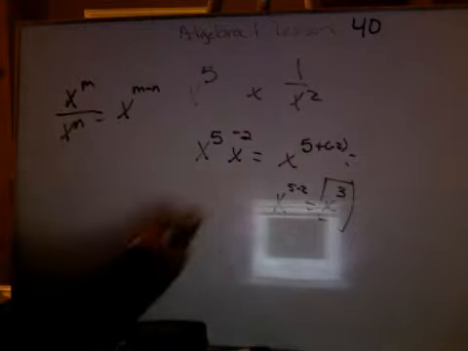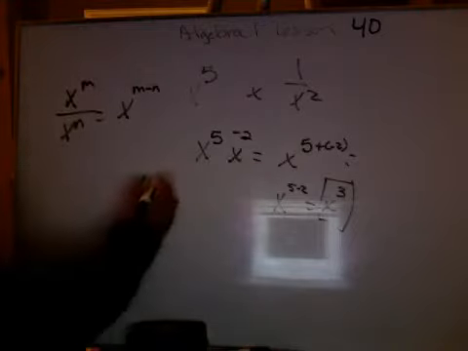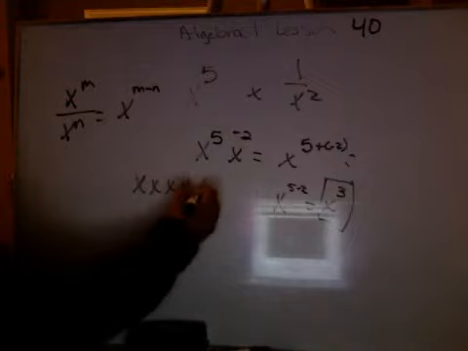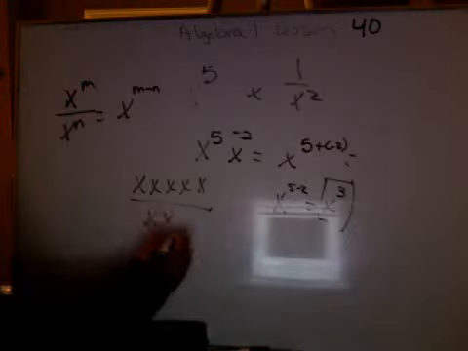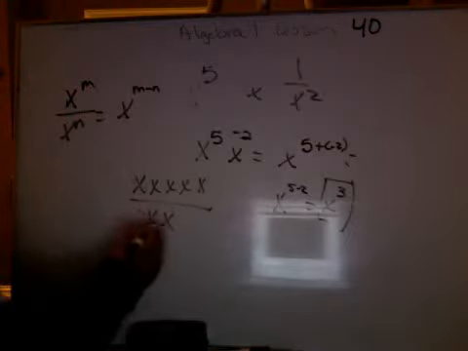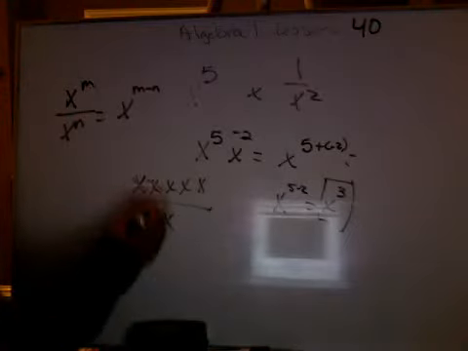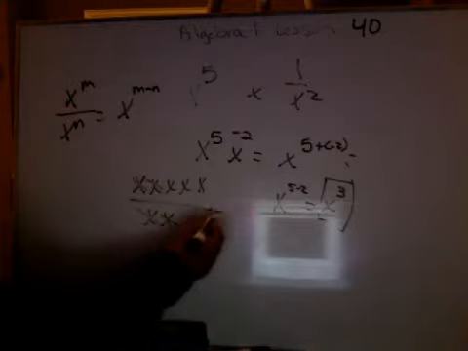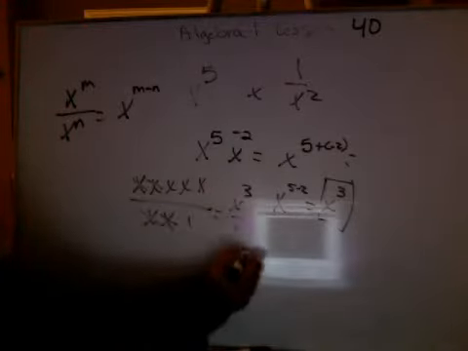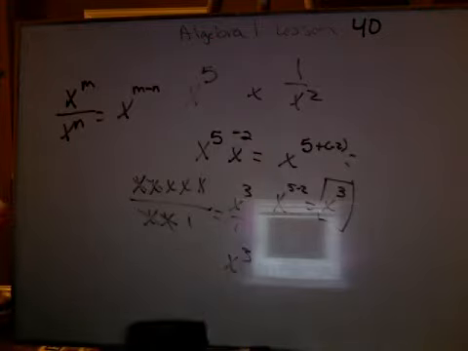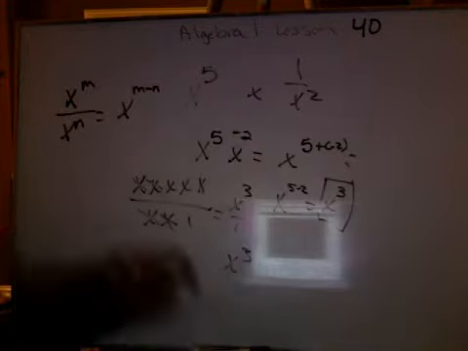Now let me also show you this. We had x, x, x, x, x, x to the fifth, times 1 over x squared, x, x. Don't these simply reduce to 1? Those reduce to 1. You're left with 1 at the bottom, and you're left with x cubed over 1, or simply x cubed. Exactly how the quotient rule works.